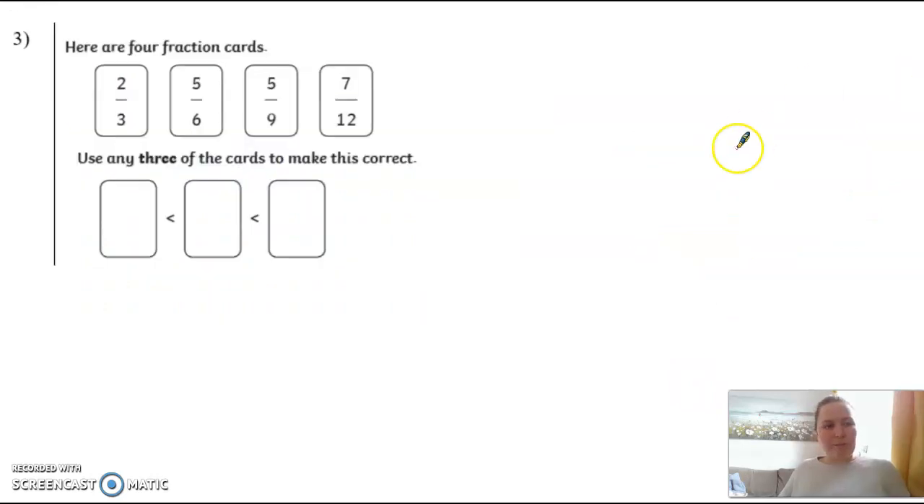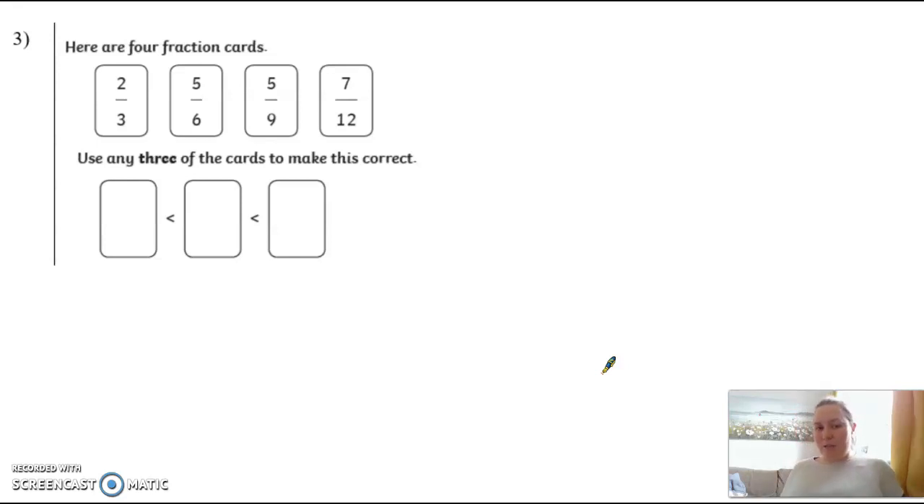Let's look at number 3. Here are 4 fraction cards. Use any of the 3 cards to make this correct. So we're going to compare them. Remember that this symbol here means less than. So this fraction is less than this fraction is less than this fraction. Now, I can't compare them right now because they haven't got the same denominator. So again, if you found this a bit tricky and you hadn't got it, here's your hint. Make them the same denominator. Go off and do it now.